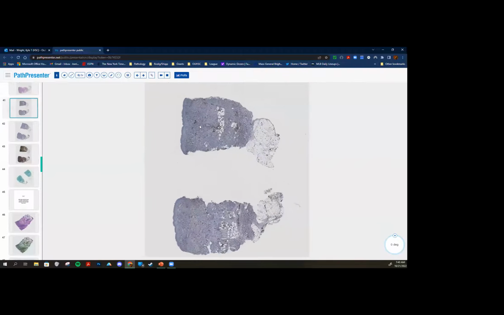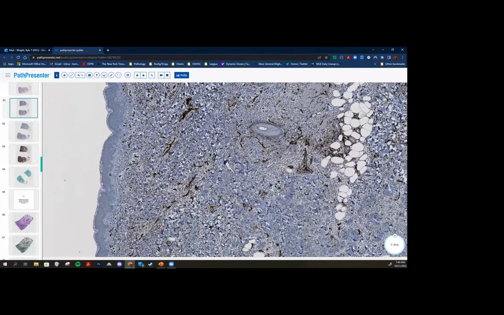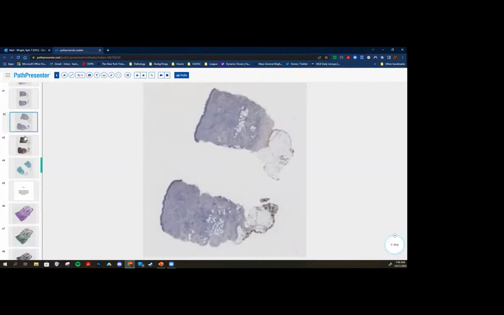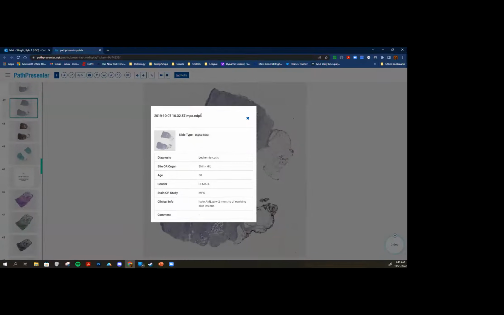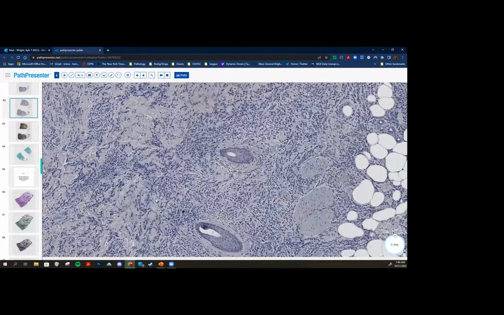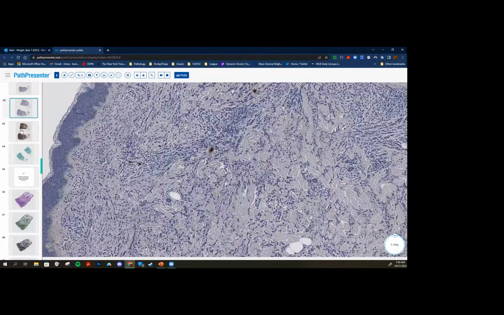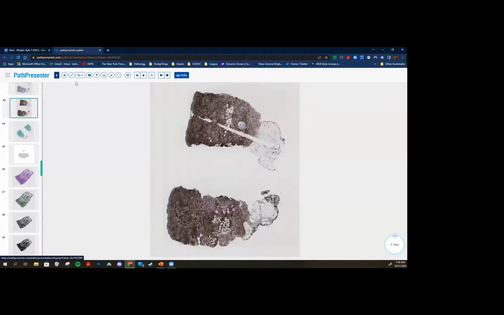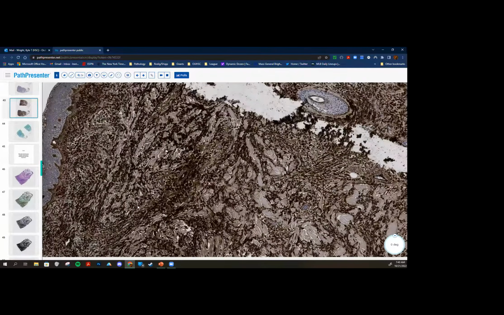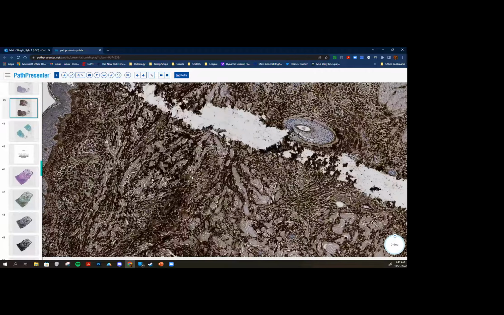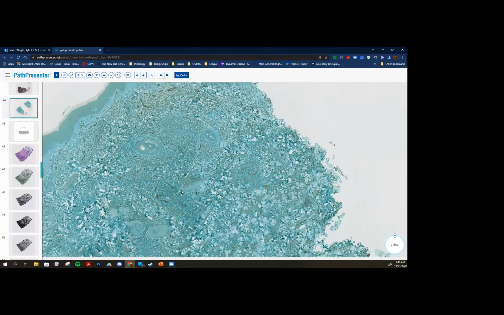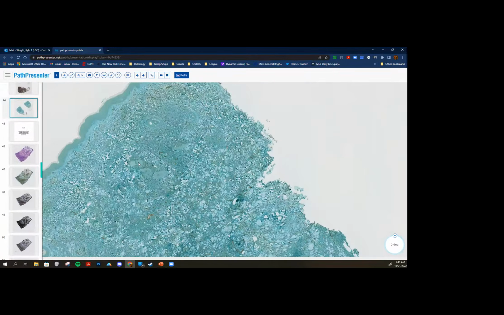We have a CD34. The CD34 nicely highlighting vessels, but the infiltrate's negative. Curious. This is an MPO, myeloperoxidase, looking for myeloid differentiation. Also dead negative in the infiltrate. No MPO expression. This, I'm guessing, is lysozyme. Indeed, it is lysozyme positive, strongly and diffusely. That's a marker for monocytic derivation. Monocytes will express lysozyme. And here's a CD123, also negative. So it's a monocytic proliferation.